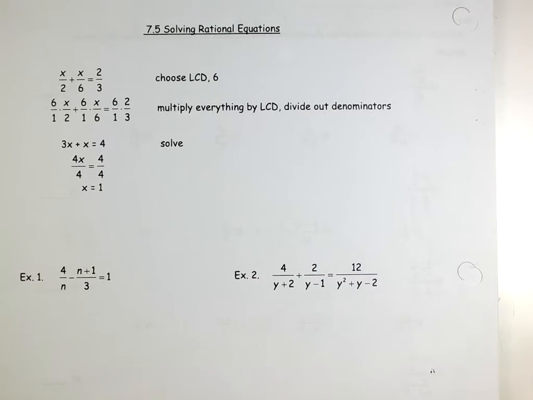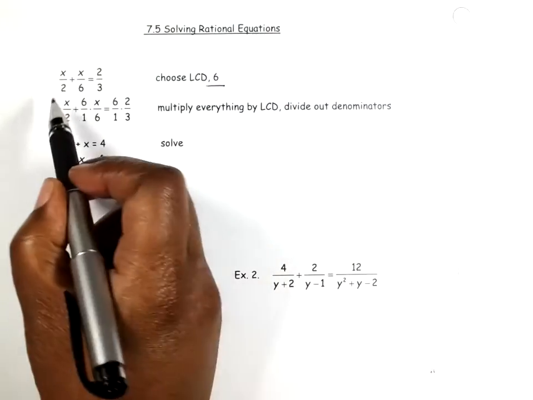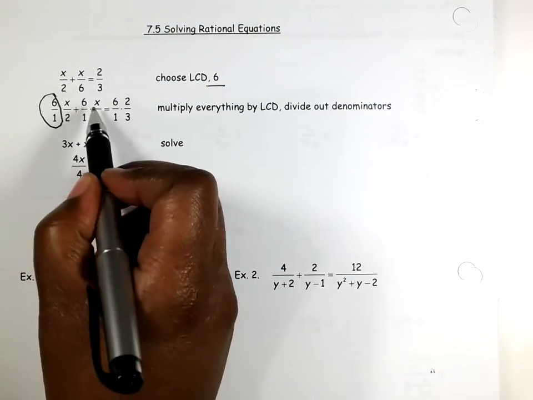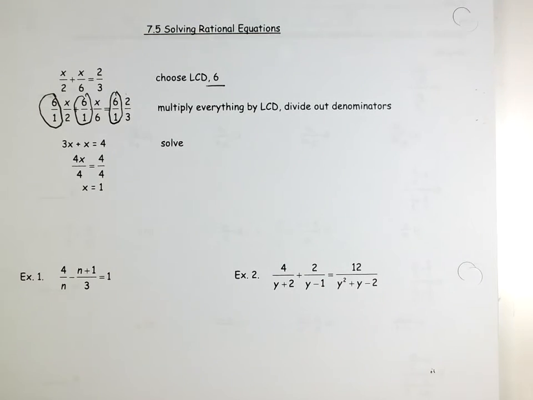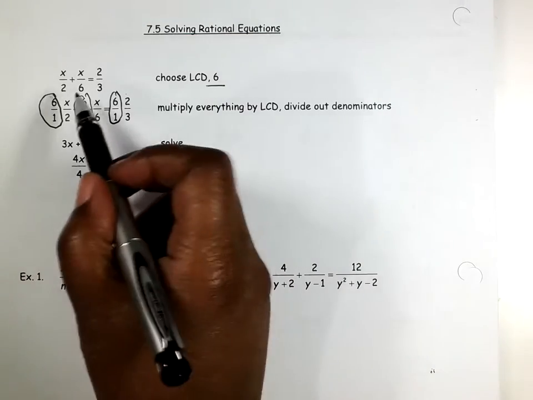So our first one, we have x over 2 plus x over 6 is equal to 2 over 3. And 2, 6, and 3 are our denominators, so we're going to pick our LCD of 6. And you can see that each term on both sides of the equation is getting multiplied by 6 over 1. And then we're going to simplify.